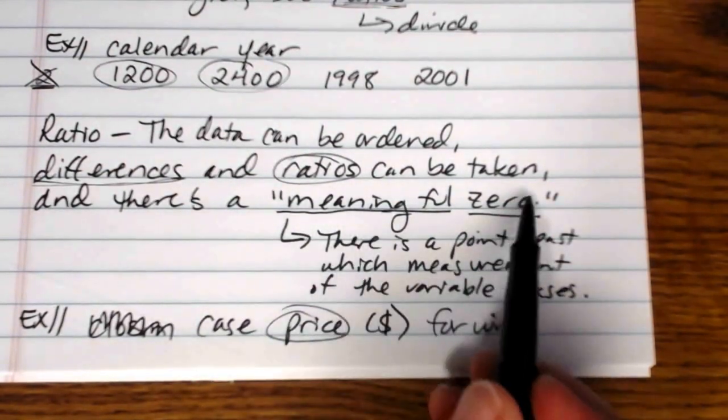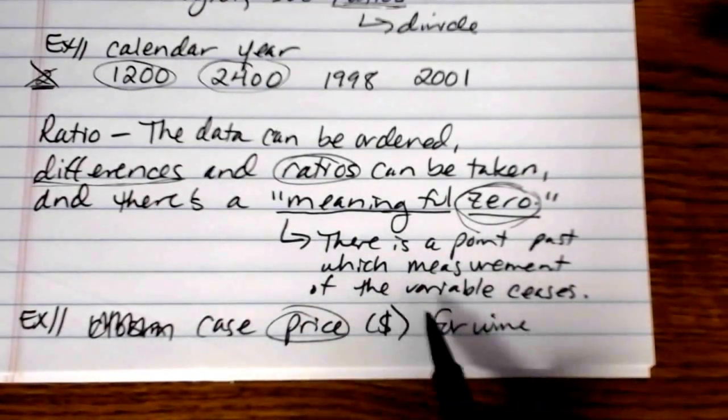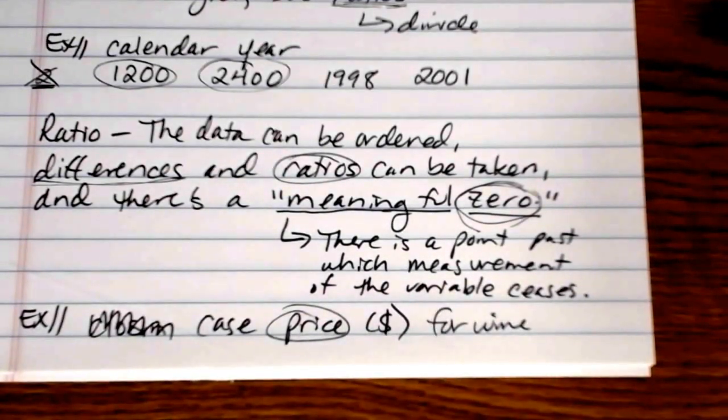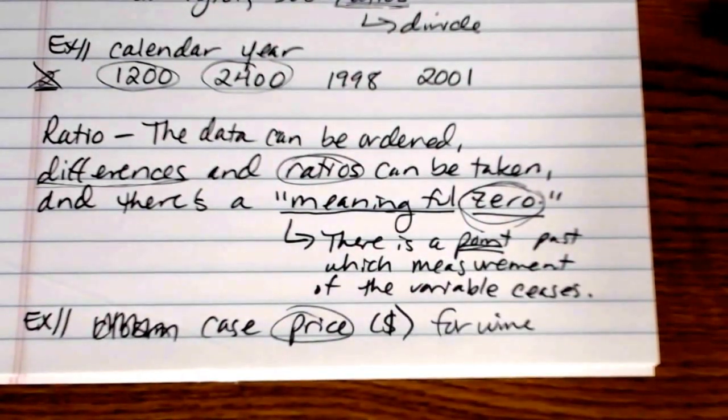So again, this meaningful 0, the value doesn't necessarily have to be 0, but there just has to be a point past which we stop measuring that variable. Okay, and it doesn't even have to be the case that that point is part of your data set. There just has to be a theoretical point where you don't keep measuring that variable. Okay, and those are our 4 levels of measurement: nominal, the lowest; ordinal, then interval, and then ratio.